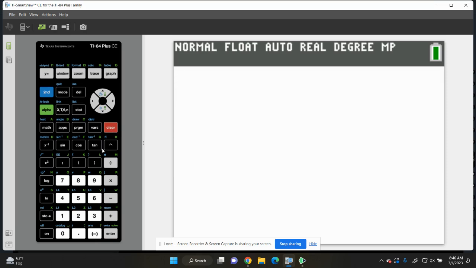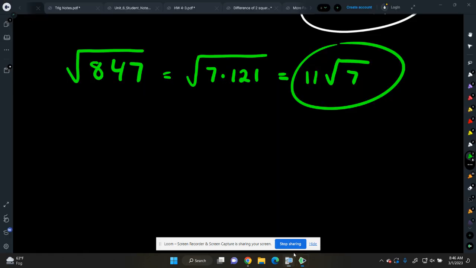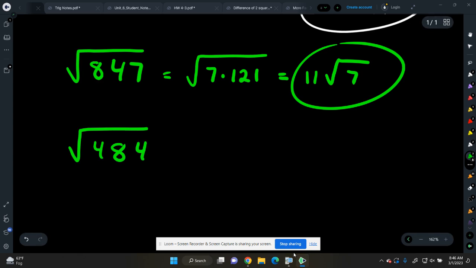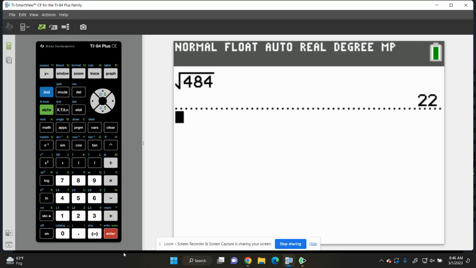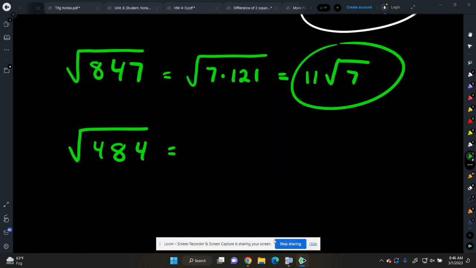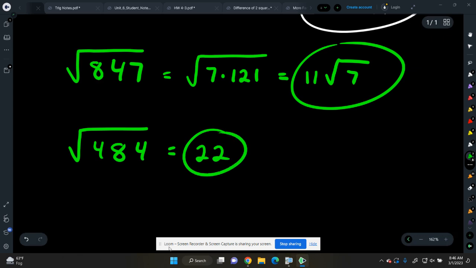Okay, the last one we're going to do. We're looking at the square root of 484. Okay? Is that a perfect square? Yep. Good for you for checking it first. Way to go. 22. Excellent. That's a perfect square. Okay.